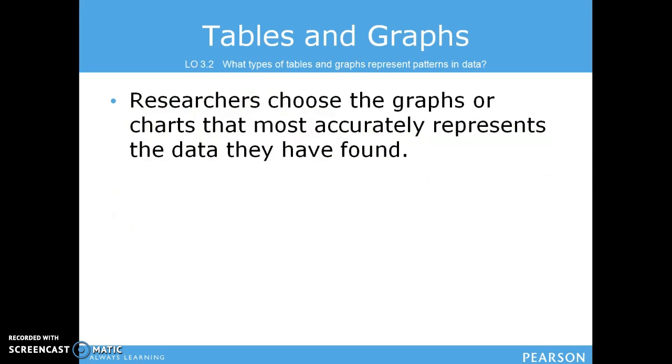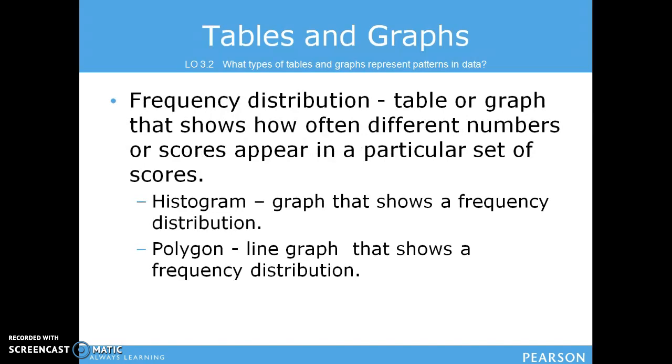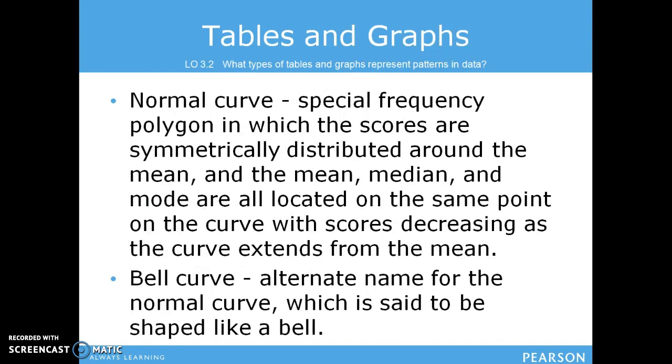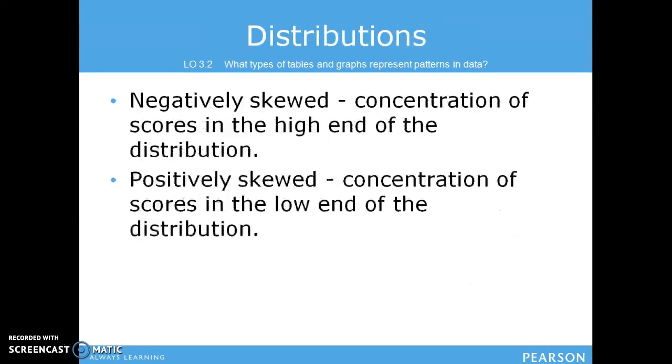So, there are many different graphs that you can use to represent your data. For example, there's a frequency distribution, a histogram, which is a bar graph, and a polygon, which is a line graph. There's also a bell curve. Now, the bell curve is the gold standard in psychology, and we try to represent data, for example, from intelligence tests, into a bell curve type of graph. Let me show you.